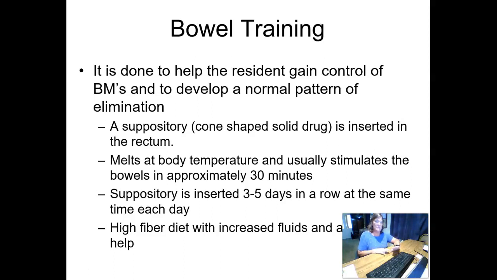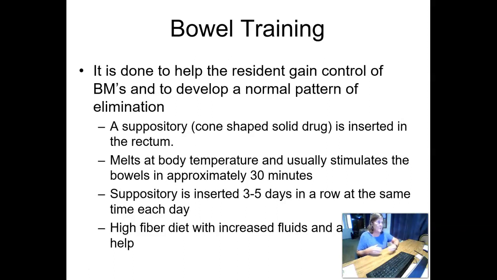It's a cone-shaped medication that's inserted into the rectum, so the nurse puts gloves on and lubricates their finger and the suppository with KY jelly. They insert it up the rectum as far as they can reach, and it takes about 25 to 30 minutes to melt. Most of them are glycerin suppositories, and as it melts, it causes the bowel to contract in response, to try to push things out.